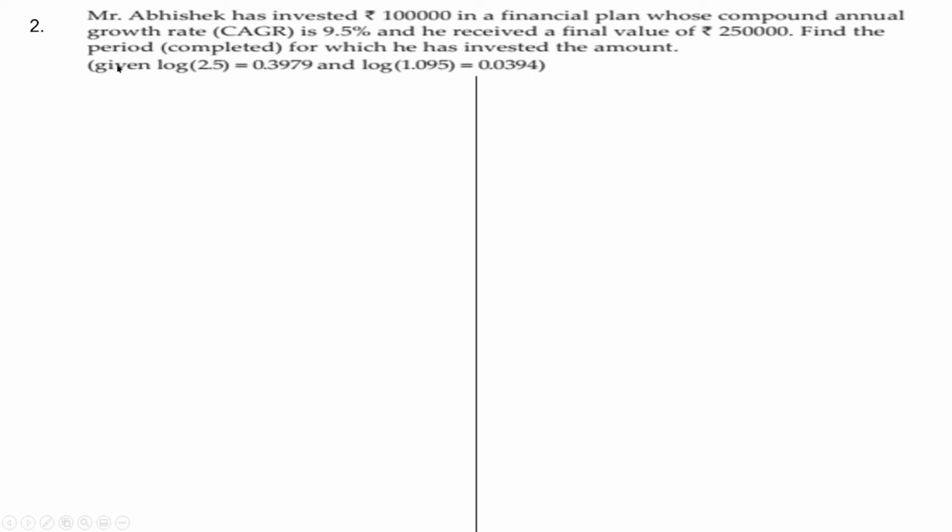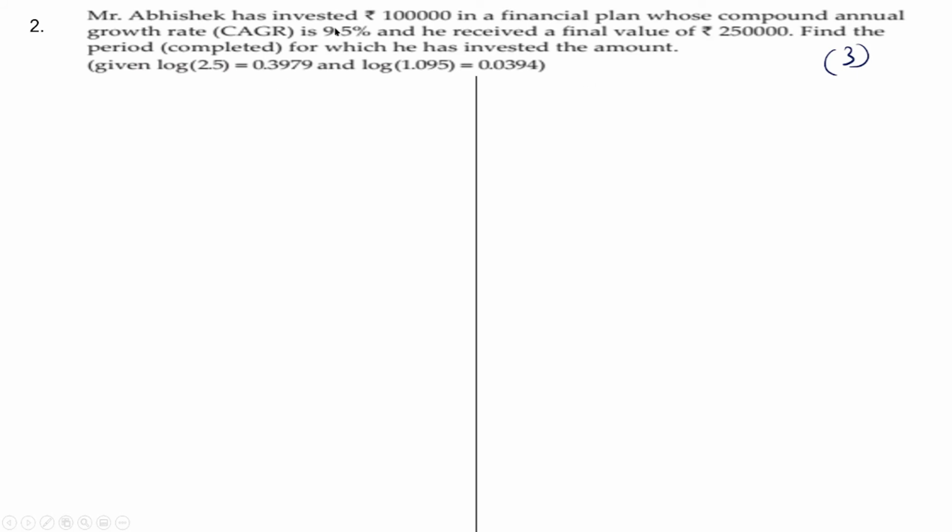Now moving on to the next question. A similar question was asked in the sample paper for 3 marks. Mr. Abhishek has invested rupees 1 lakh in a financial plan whose compound annual growth rate is 9.5%, and he received a final value of rupees 25 lakhs. Find the period completed for which he has invested the amount. So here the investment's starting value and ending value are given. Compound annual growth rate is given.